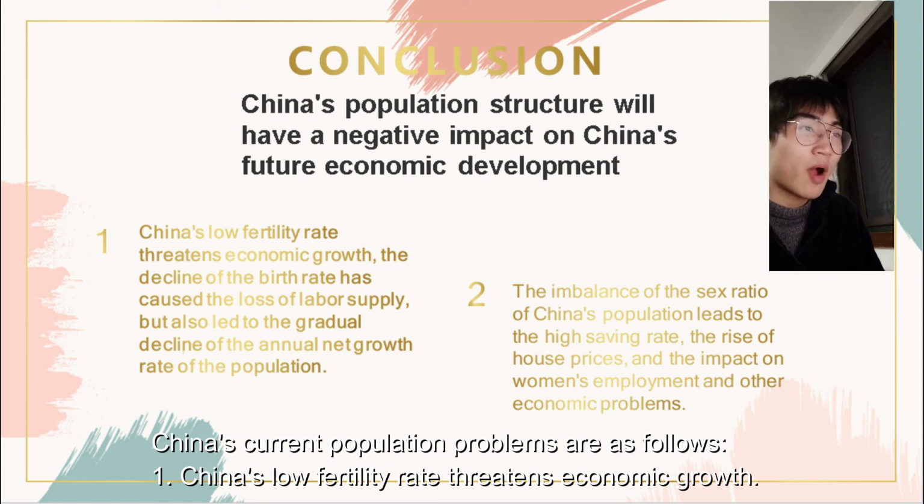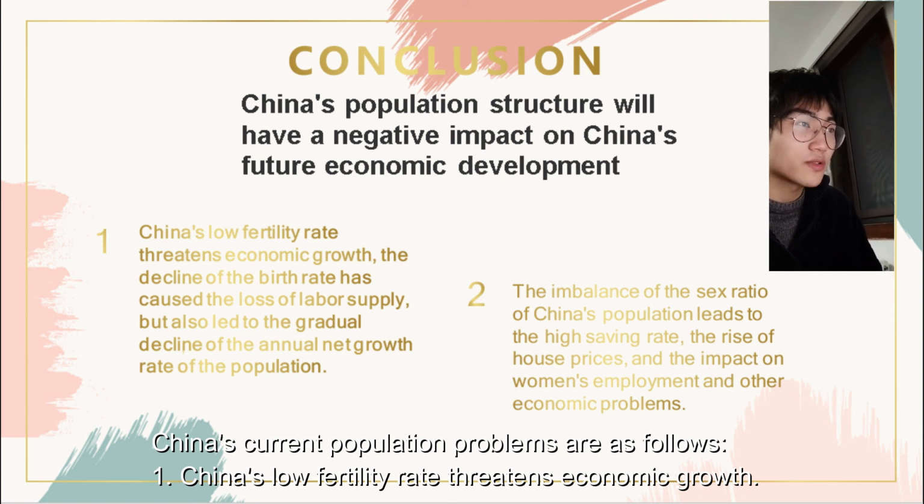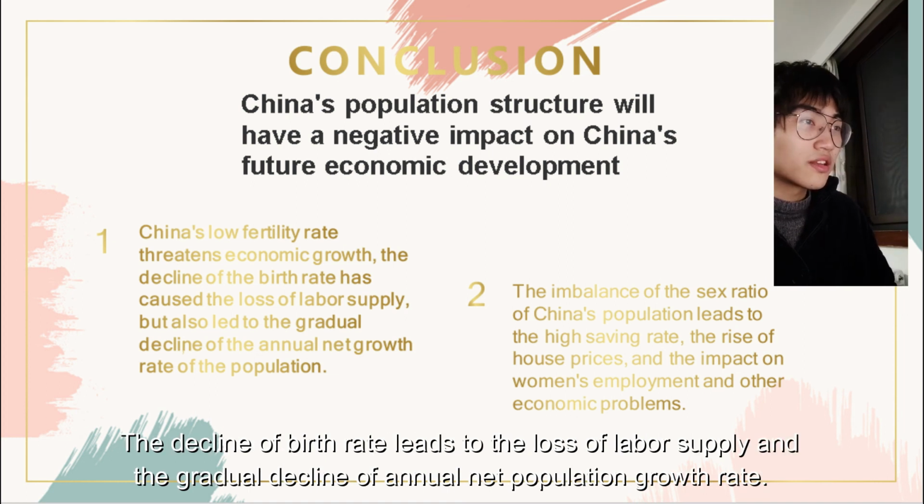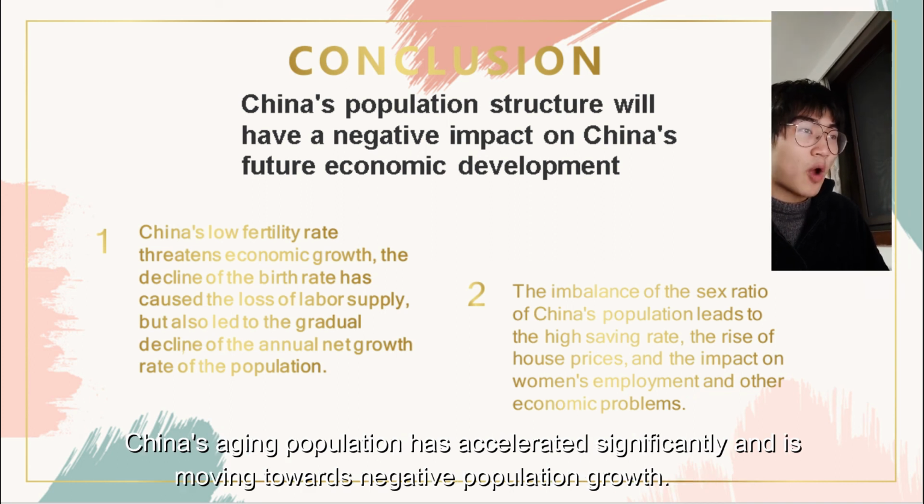China's current population problems are as follows. Number 1. China's low fertility rate threatens economic growth. The decline of birth rate leads to the loss of labor supply and the gradual decline of the annual net population growth rate. China's aging population has accelerated significantly and is moving towards negative population growth.